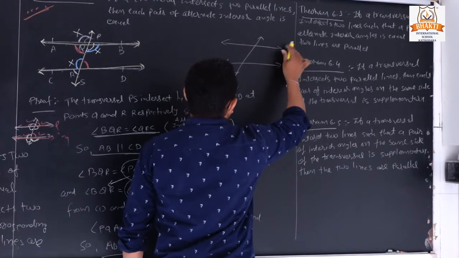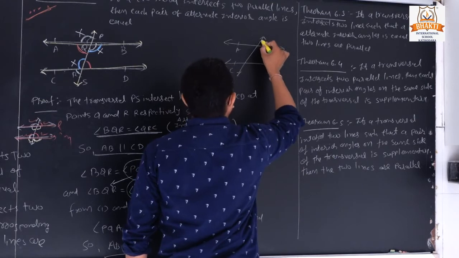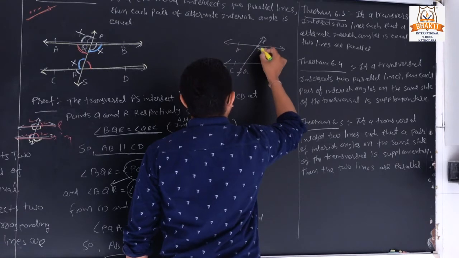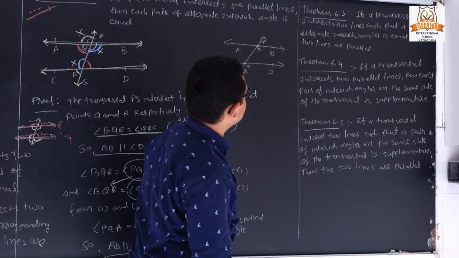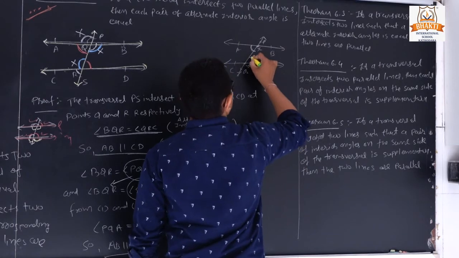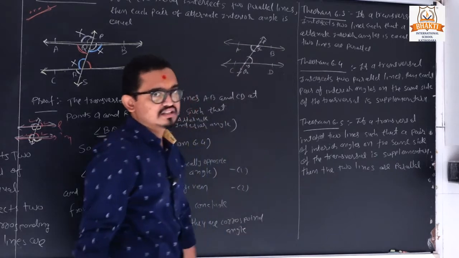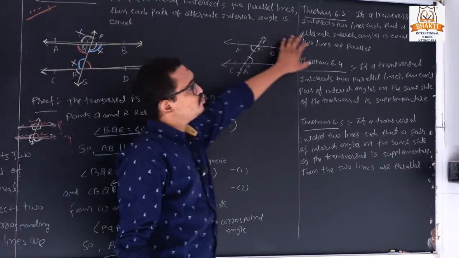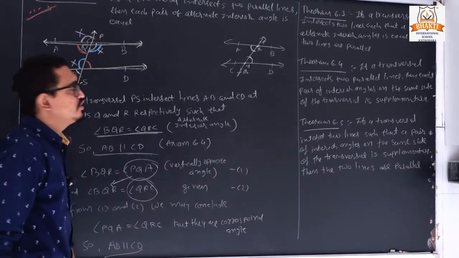So suppose we name the lines AB, CD, and the transversal PQ. They are intersecting at points X and Y. Now what are they asking? A transversal intersects two lines such that a pair of alternate interior angles are equal. If these both are equal, then these two lines are parallel to each other. We already proved that. This is the reverse statement of 6.2. So 6.3 is a reverse statement of 6.2.